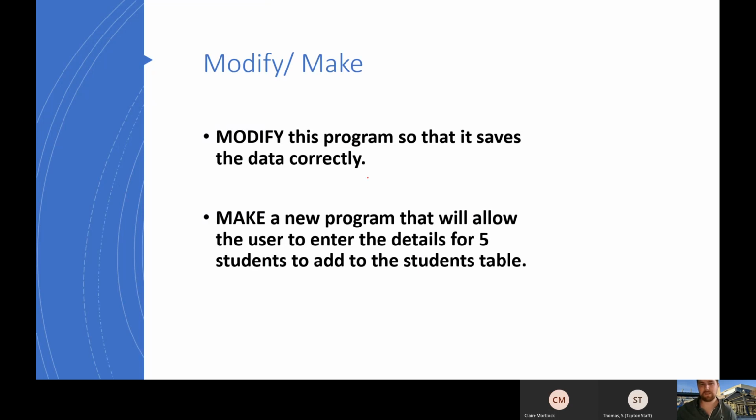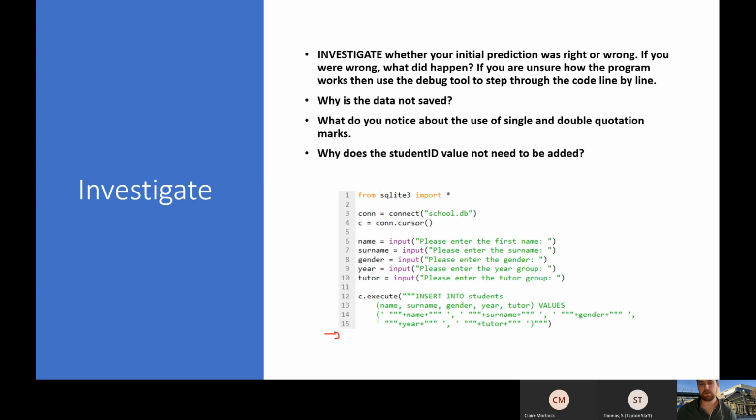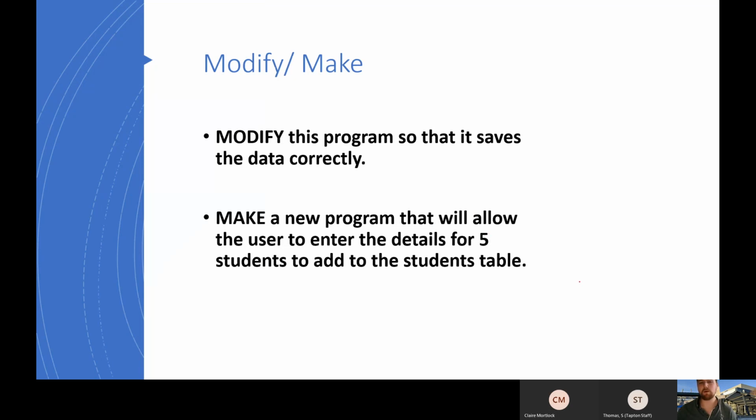Modify, hopefully that's fairly straightforward after answering this first question up here. This is where they are showing that they've learned from what they did in a previous activity. And the make one is where they can do the same but for 5 students. Hopefully your high ability ones are going to use some kind of loop to do that. Your low ability might just copy and paste the code as long as they've got a solution.